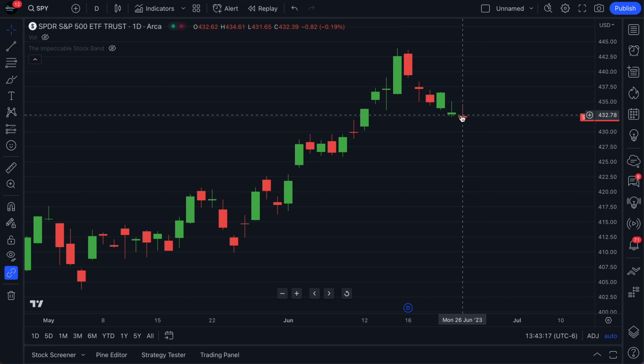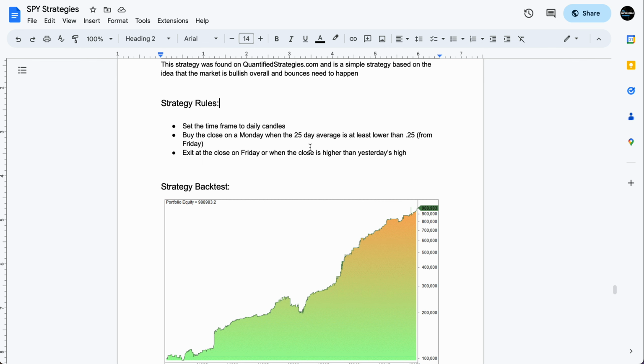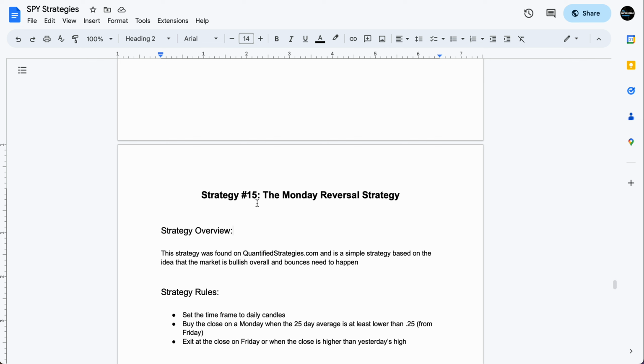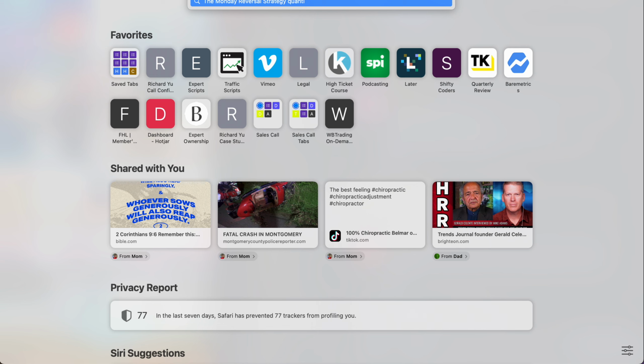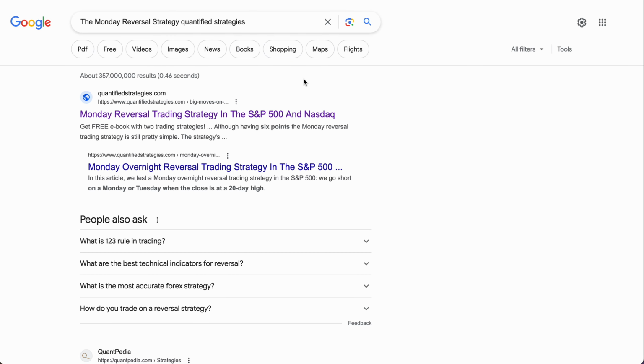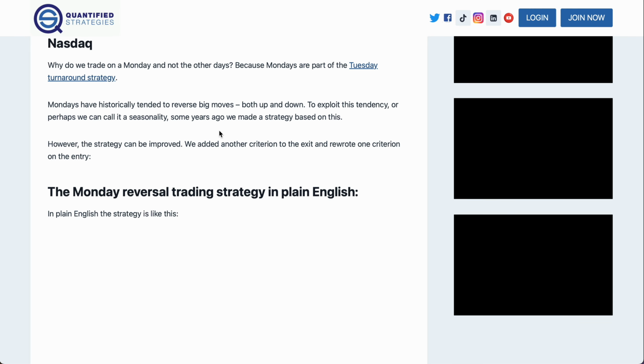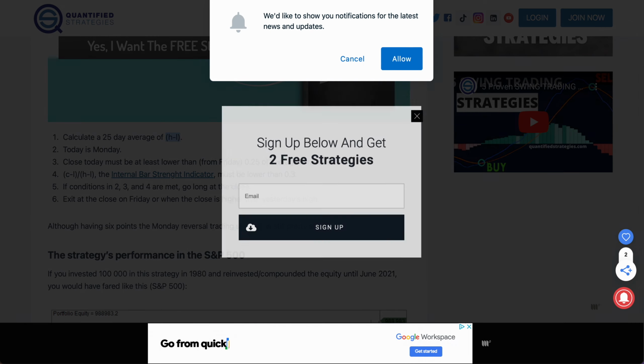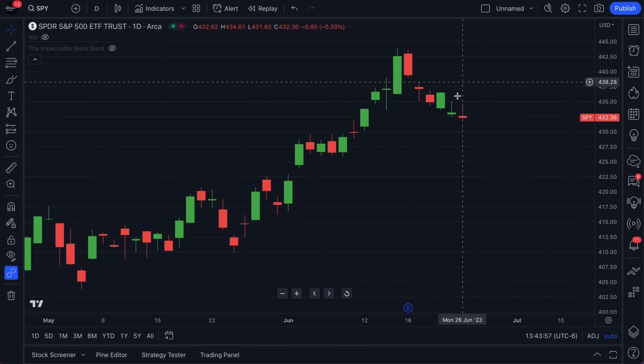Let's take a look at this range. I believe this wants us to do the high minus the low to get roughly close to our average, but again, it really just depends. So let's actually go to quantifiedstrategies.com and look at the Monday reversal strategy, just to show you that it's real. You can see exactly where this comes from. It works best on the S&P 500 and NASDAQ. Again, this is all copied exactly. You want to do the high minus the low to get your 25-day average. I just wanted to make sure I'm doing it correctly.